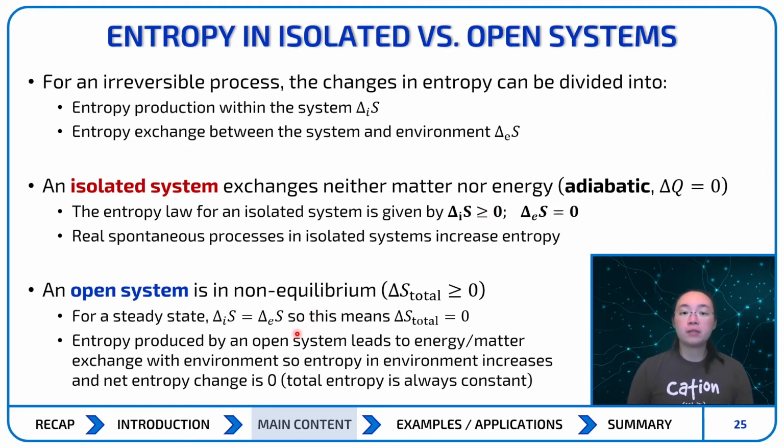Now, what happens if we have a living open system that's not in equilibrium? So that means your delta S total should really be increasing overall once you add everything up. If we assume a steady state, it means that the internal change in entropy is equal to the external change in entropy. So this means that delta S total equals 0. That's what happens if we can assume a steady state.